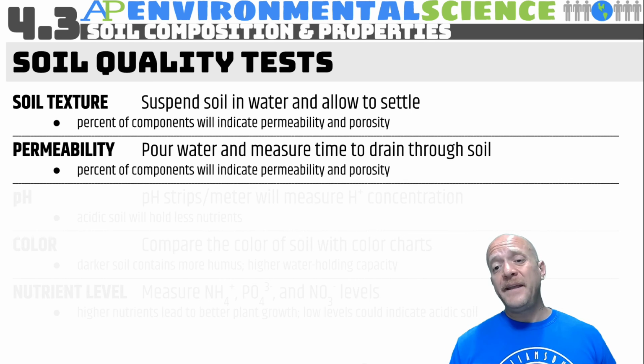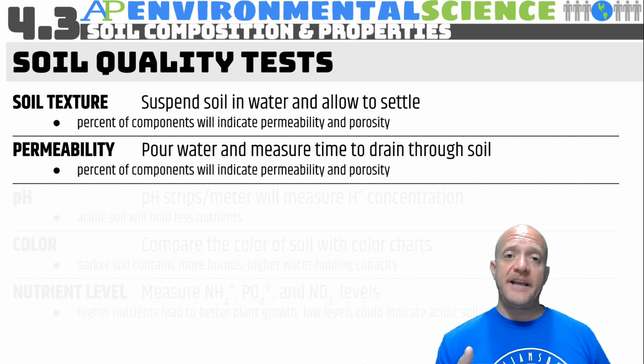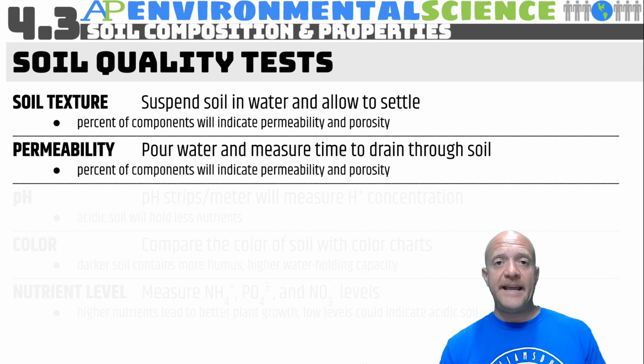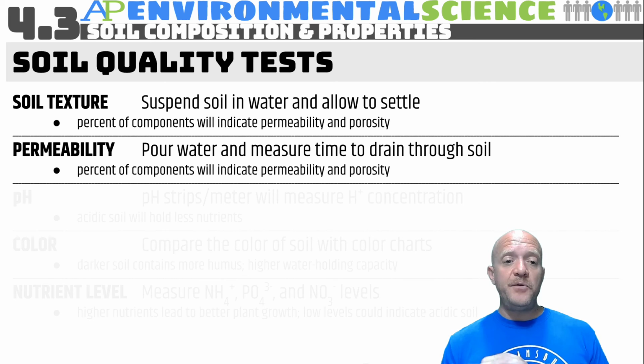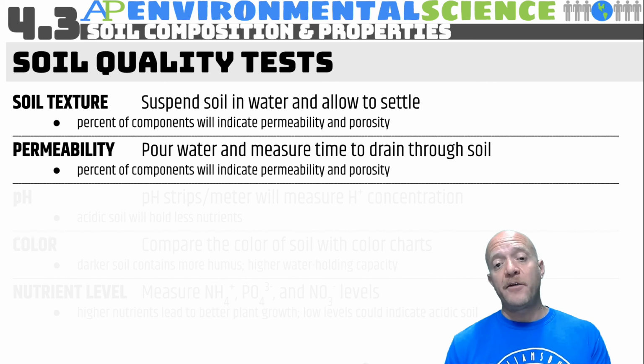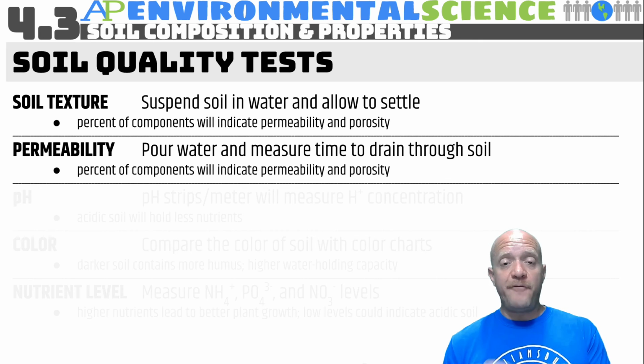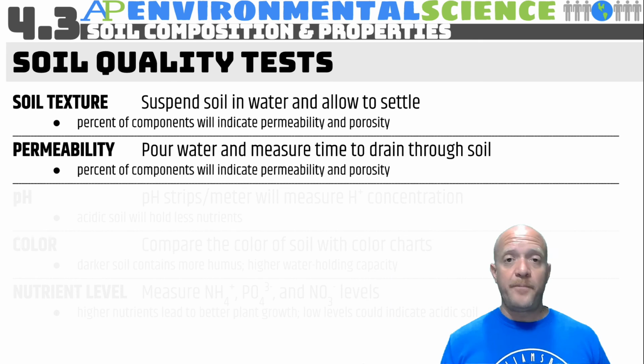The permeability: you pour water through a soil sample and you'll measure how much time it takes to drain the soil, and you can determine which one has better porosity and permeability. If water goes through it faster, it is more permeable and has higher porosity.